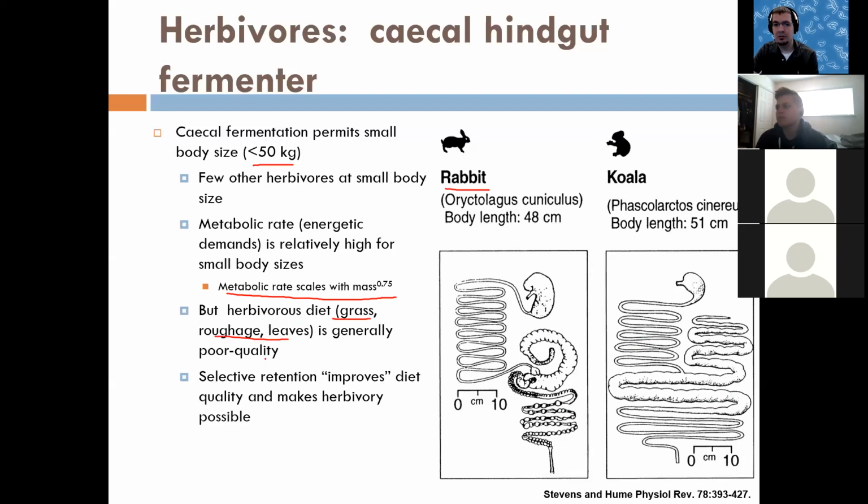Grass, roughage, and leaves is generally poor quality. It's hard to sustain a rabbit-sized animal on fiber because it's slow to digest and sometimes poorly digestible. What retention of fine particles and fluid does is it improves the diet quality and it makes herbivory possible. The rabbit is selecting the best part of the diet, the sugars, soluble proteins, and it is fermenting that. It is fermenting the fiber and the large particles to an extent, but it's really selecting for the better parts of the diet. And that's what makes herbivory possible in this small animal.